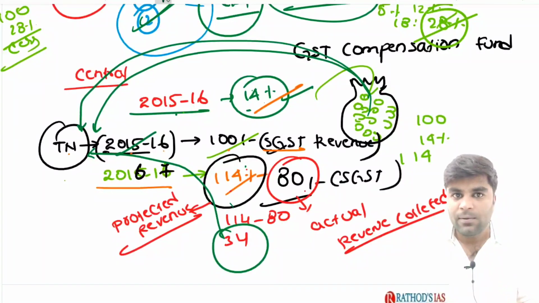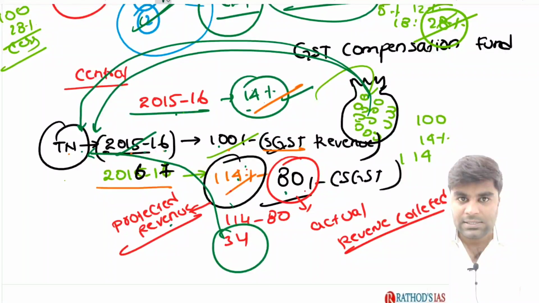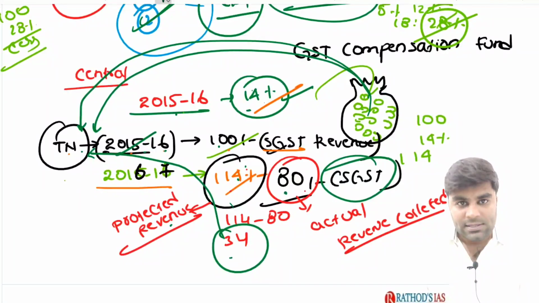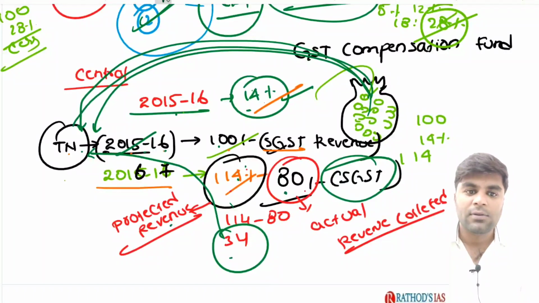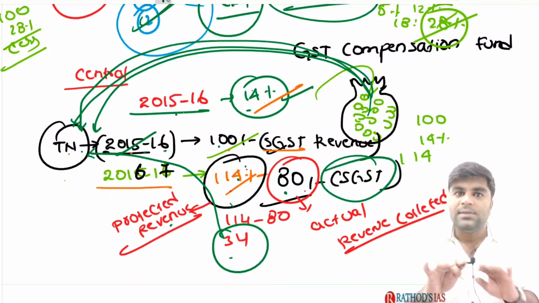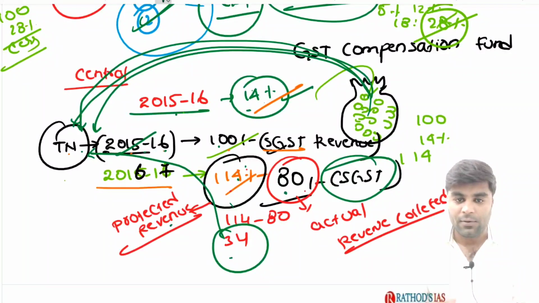Now that's the same example we have taken. In this particular 2015-16 base year, a particular state has collected 100 rupees as tax. In the next year, we will assume they are going to achieve the tax collection growth of 14%. So automatically they should collect 114. This is called protected revenue. But in actual sense, because of the implementation of the GST, they collected less tax revenue, less SGST collections. So the difference between these two amounts is 34, and that 34 would be given out of this GST compensation fund. This is the procedure. I hope it is very clear for you right now.